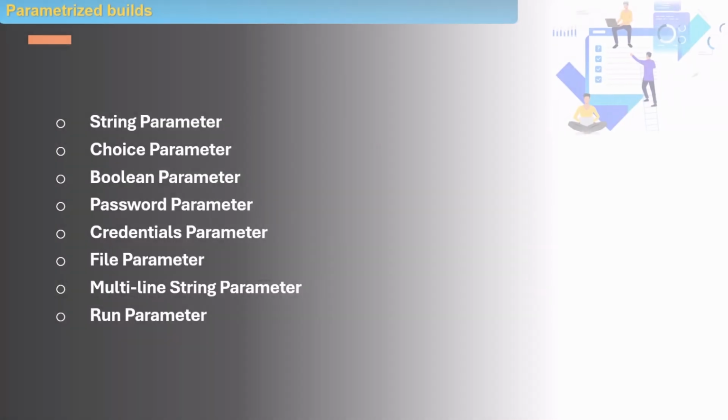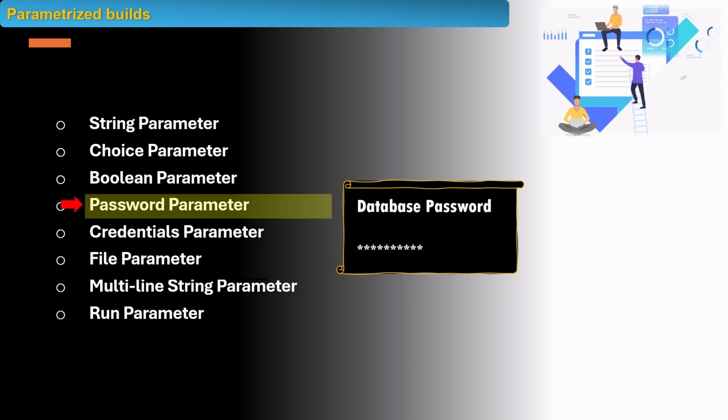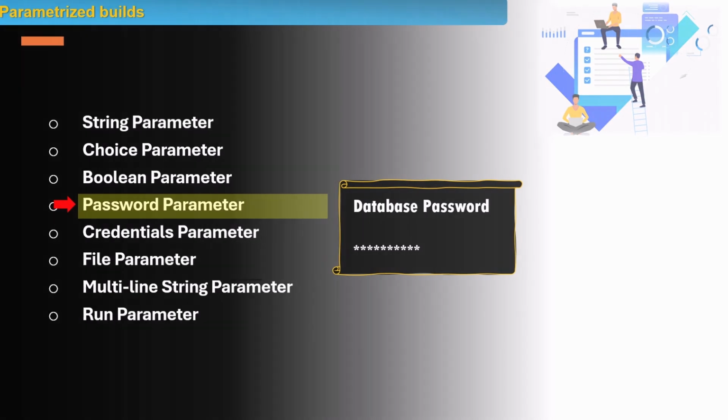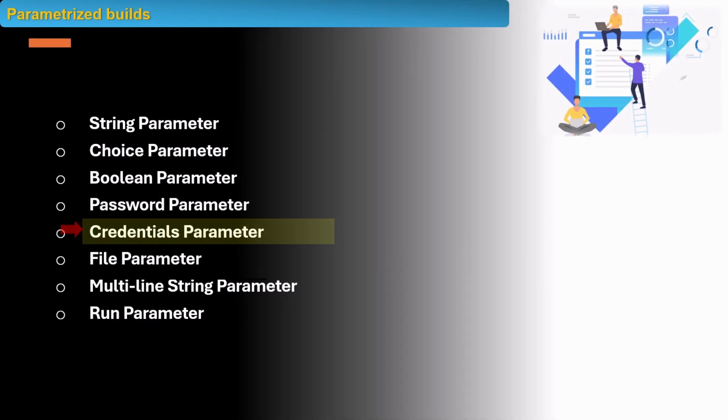A password parameter allows the users to enter sensitive information such as passwords. Unlike a string parameter, characters typed by the users are hidden using asterisks and dots. So this prevents the password from being visible on the screen while it is being entered. However, for long-term credentials, Jenkins recommends using the credentials parameter, which is even more secure.